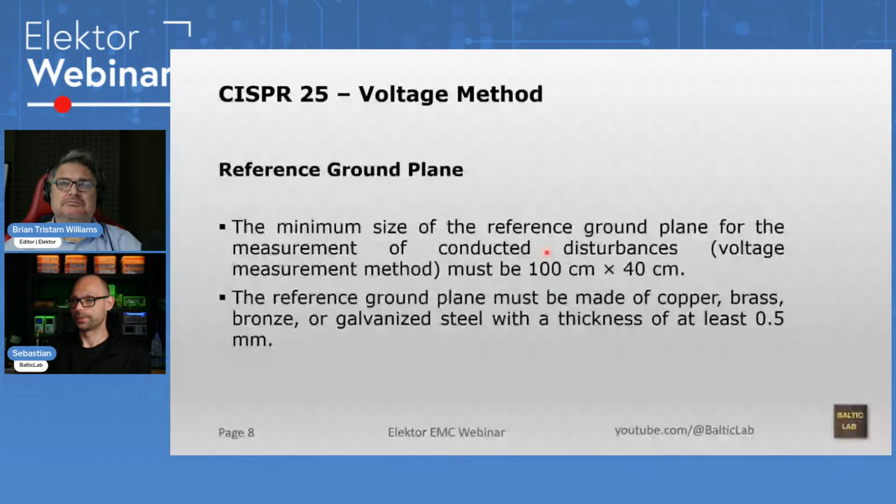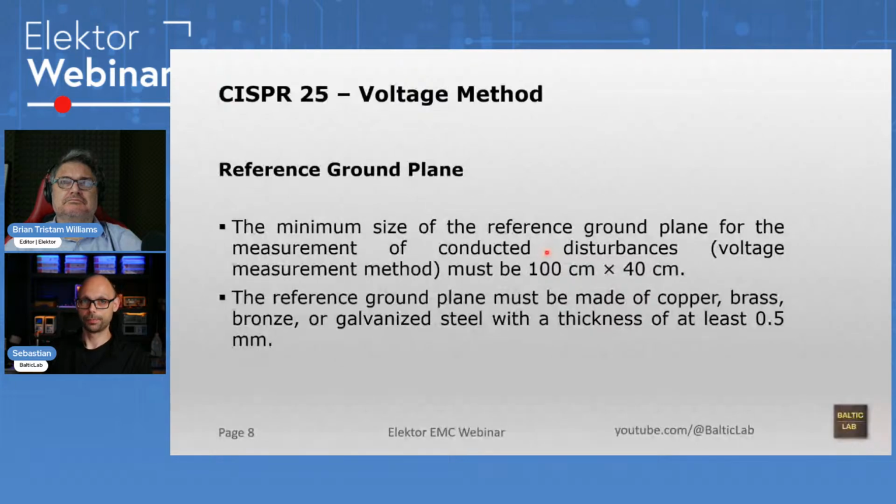Let's start with the reference ground plane. The minimum size for this method, and I'm only showing the voltage method in this webinar because it's by far the easiest method, and the other method, the current method, essentially builds on top of that. So you still need to do the voltage method setup to use the current method, except that things get a little bit larger. But for the voltage method, the minimum requirement for that ground plane is a size of 100 centimeters by 40 centimeters. So that is something that easily fits on top of a workbench.